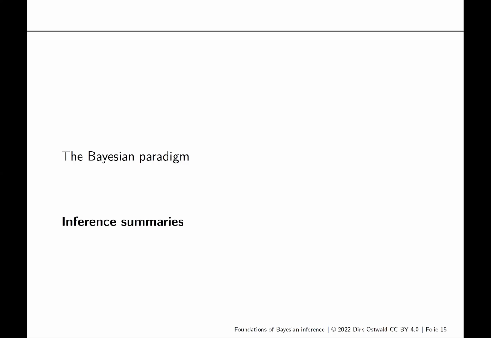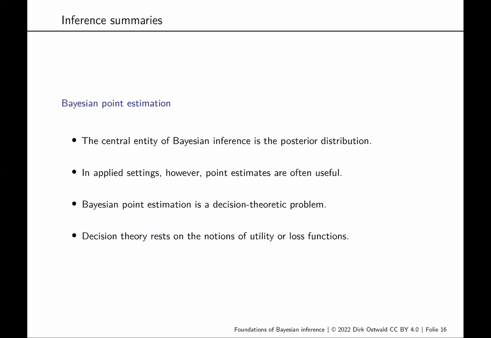We focus on deriving point estimates and discuss what credible intervals are, sorry, not credibility intervals. Bayesian point estimation starts from the posterior distribution. But of course, sometimes you also want a concrete number, not only a posterior distribution.